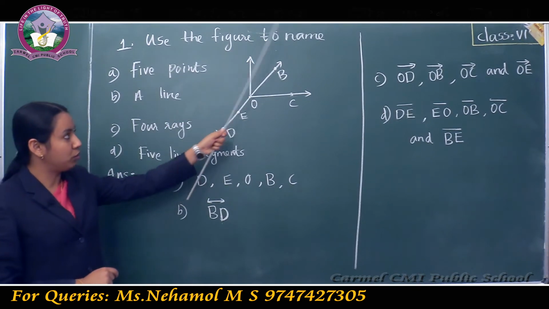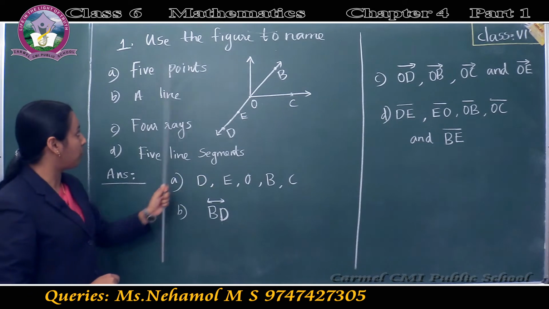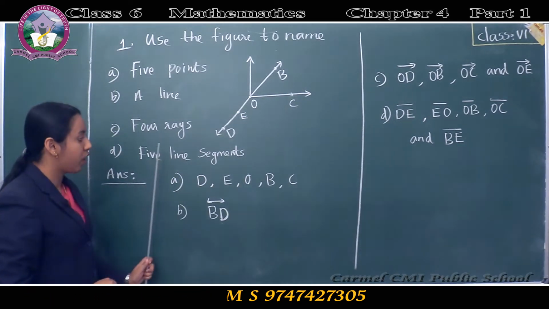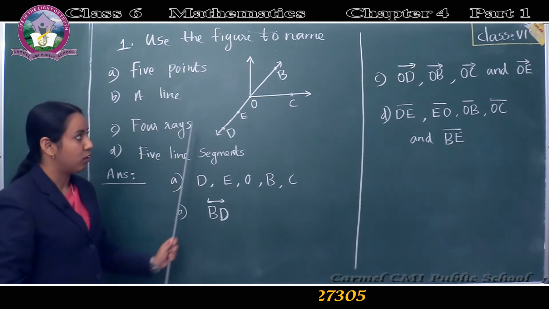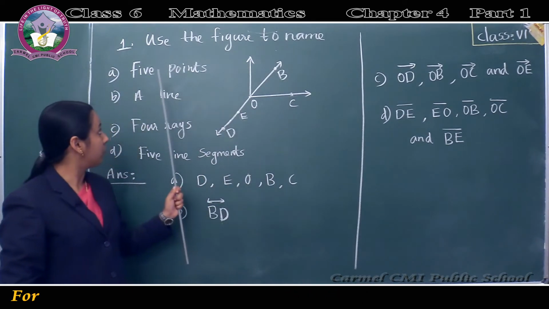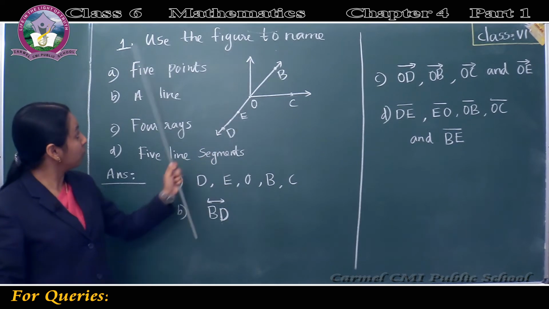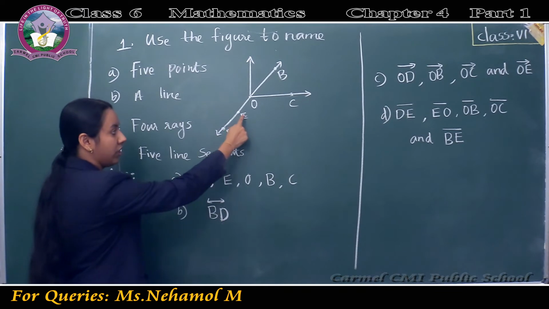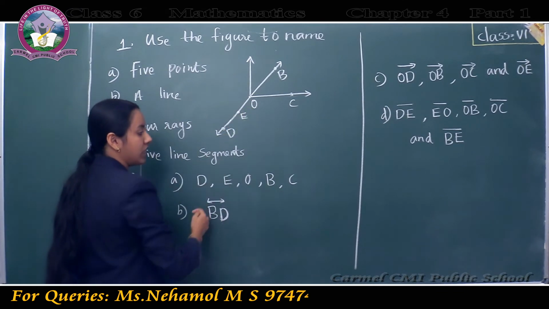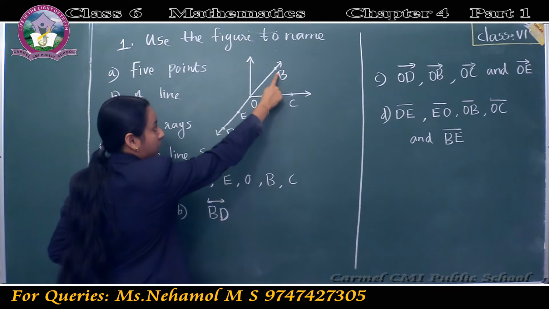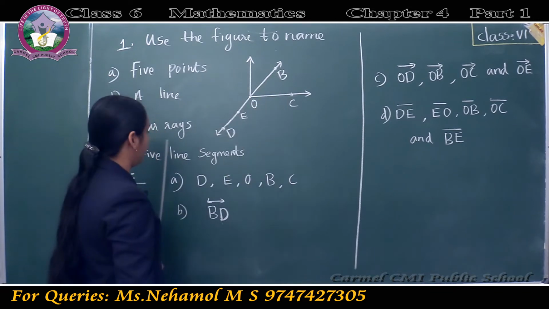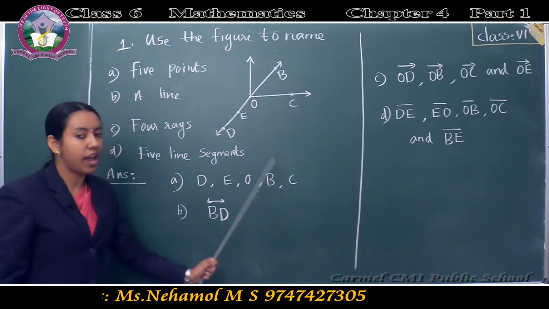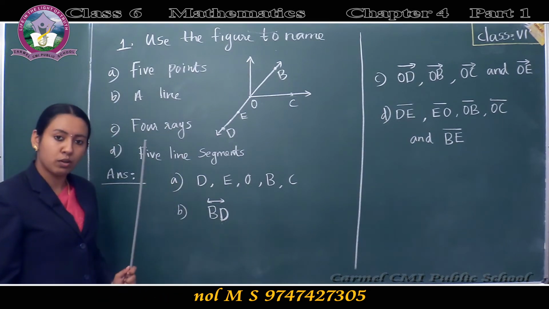Use the figure to name A, 5 points, B, a line, C, 4 rays and D, 5 line segments. One figure is given here. First we have to name 5 points. Which are the 5 points? D is a point, E is a point, O is a point, then B is a point and C is a point. So, D, E, O, B and C are the 5 points.